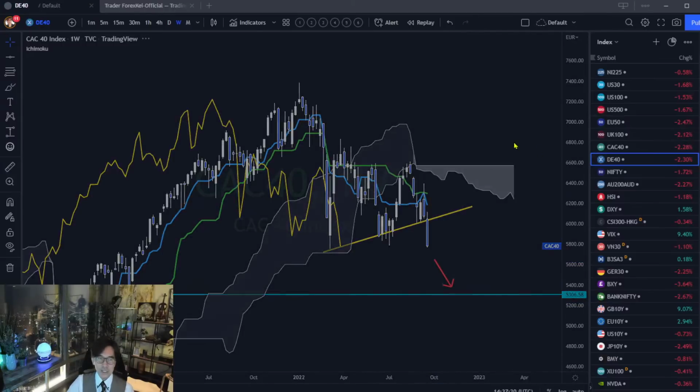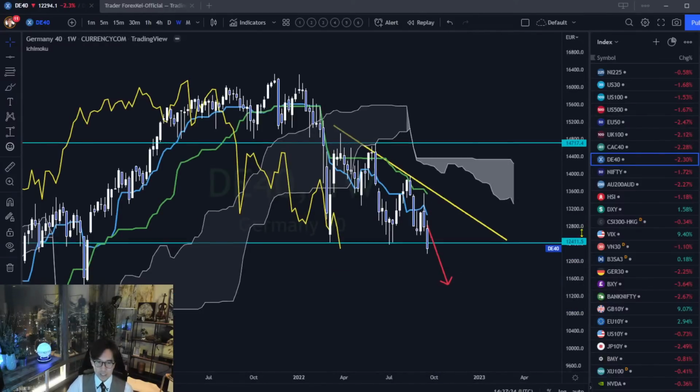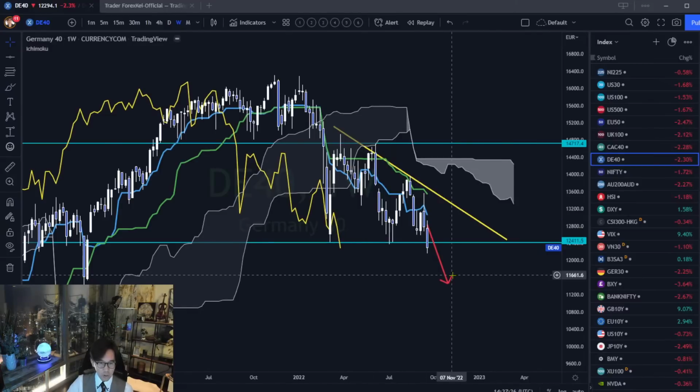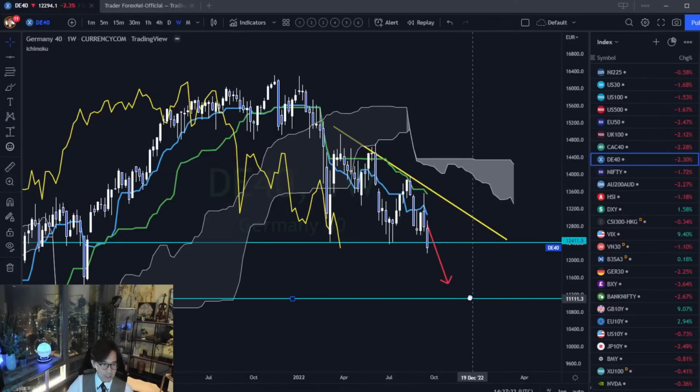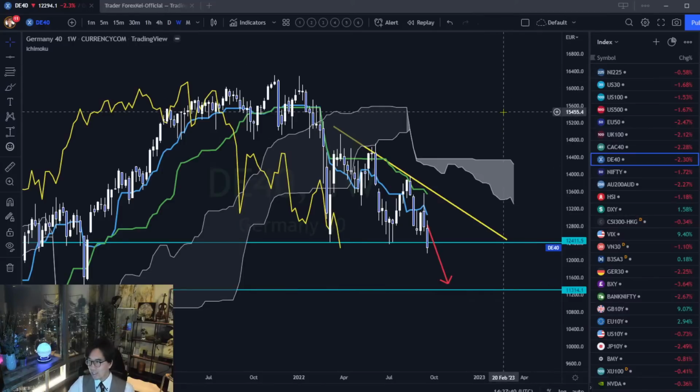Okay, so next one is the German 40, the DAX index. This one has also broken bearish. It broke the P wave bearish. So that means it may go down to the next support level of 11,314.1. So like this, all the indices are basically bearish.